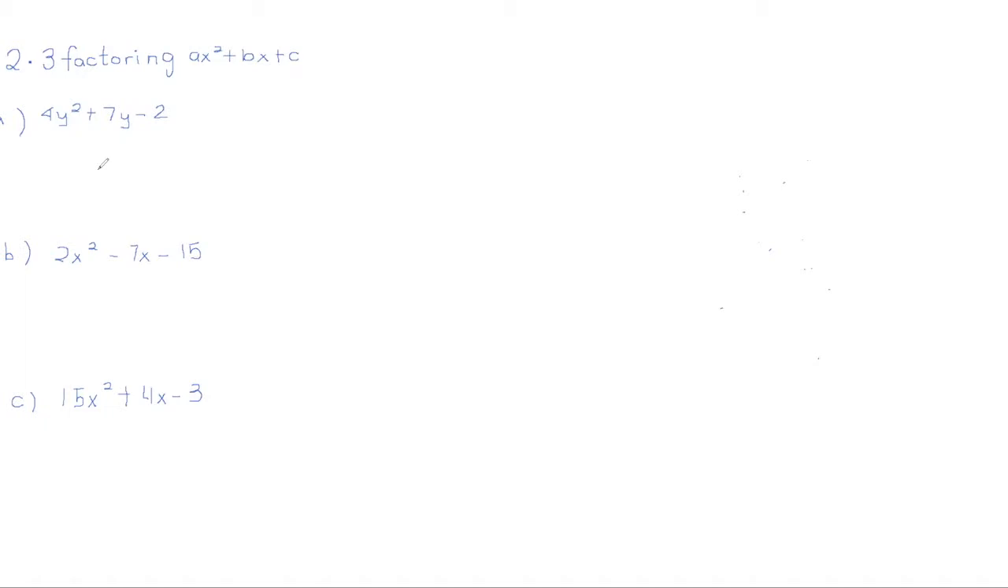Hi everyone, so today's lesson is lesson 2.3, factoring ax squared plus bx plus c, which is the standard form for a quadratic equation. By factoring a quadratic equation, we can find the zeros, which are essentially the x-intercepts of a parabola on a standard graph.